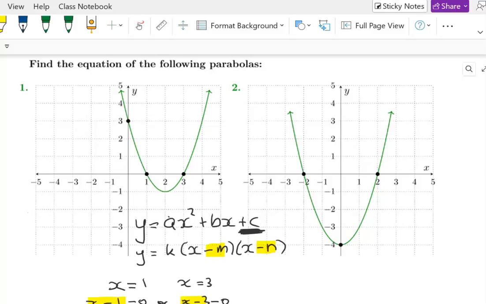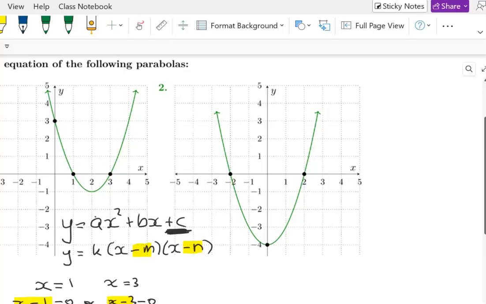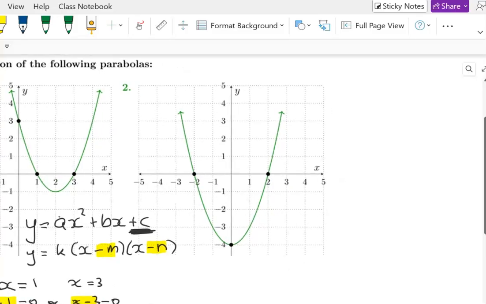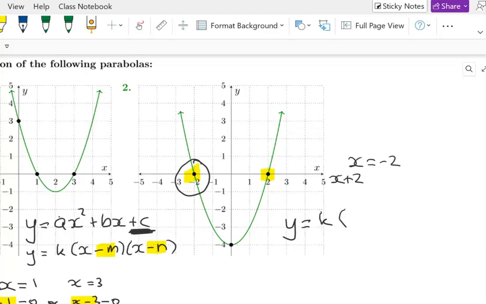Right, so that was a really slow going through of what we're going to do. I'm going to do a couple more quite slowly, and then I'm going to pause the video and get you to try some. So in this next one here, we can see that our x-intercepts are here and here. So this one, if we have x equals -2, then that's the same as x plus 2 equals 0. So that's my first factor. And my second one will be x minus 2.